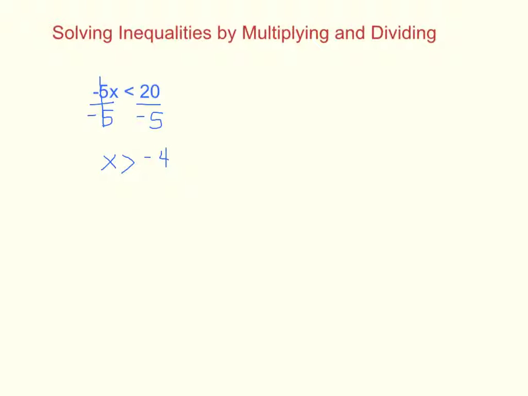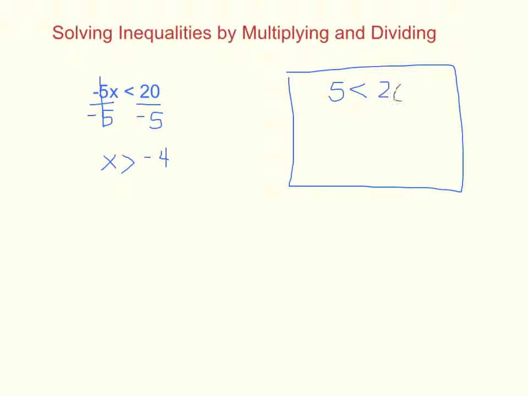Now you might be wondering, well, why in the world would I reverse the sign? So let's go off to the side and think about this for a second. If I had 5 is less than 20, that's a true inequality. But if I divide both sides by negative 5, I now have negative 1 and negative 4. And negative 1 is not less than negative 4 because it's closer to 0. It's actually greater than negative 4. So when you multiply or divide by a negative, you must flip the inequality sign or reverse it.